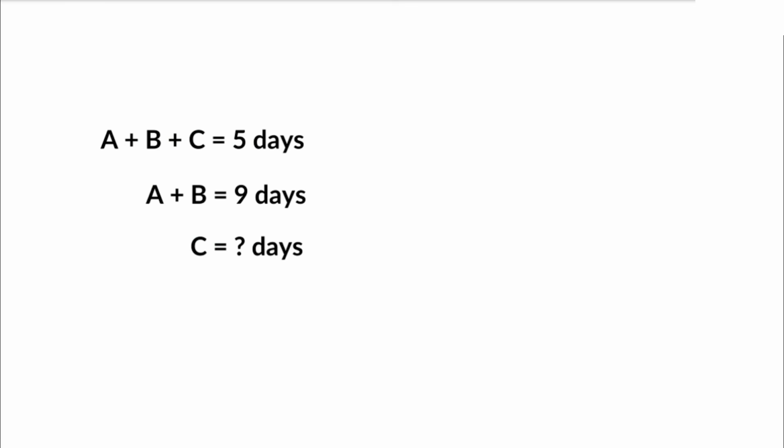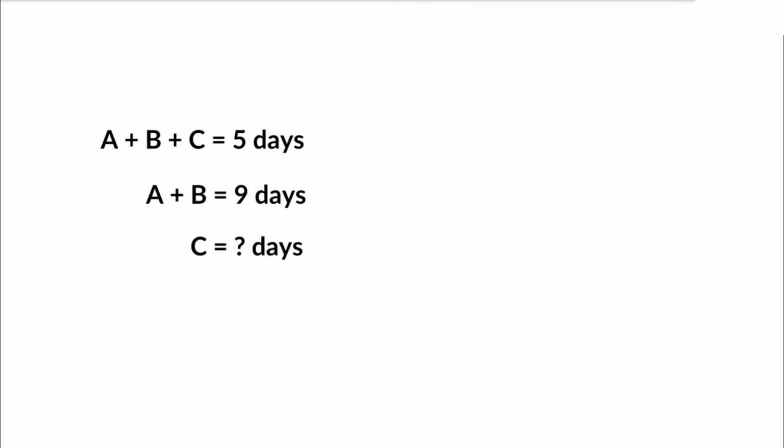Now, let's look at a very clever variation. Suppose 3 people are working together. Person A, person B, and person C can complete a job in 5 days. But if only person A and person B work together, the same job takes 9 days. How long would it take person C to complete the entire job alone?